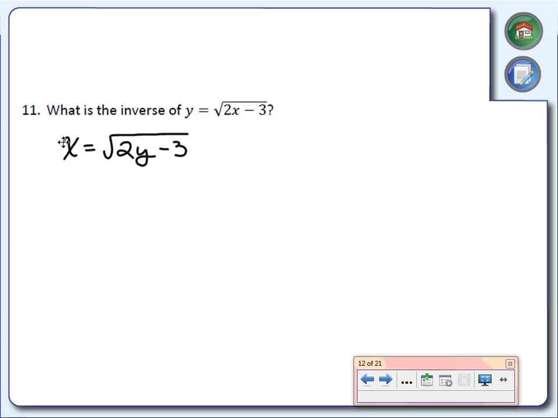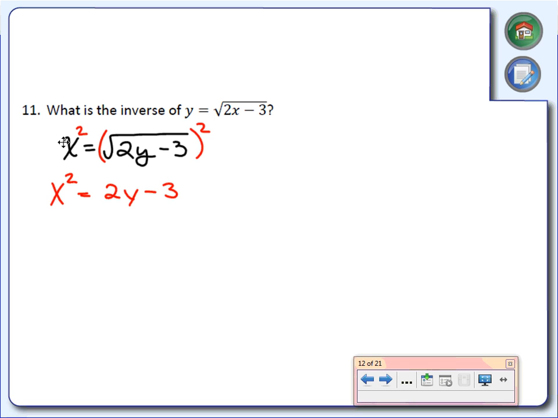So, to get y by itself, the first thing I'm going to need to do is get rid of this square root symbol. And to do that, we're going to do the opposite, which is to square it. Of course, you're going to have to square both sides. So make sure you square both sides. So now what we have is x squared is equal to 2y minus 3.